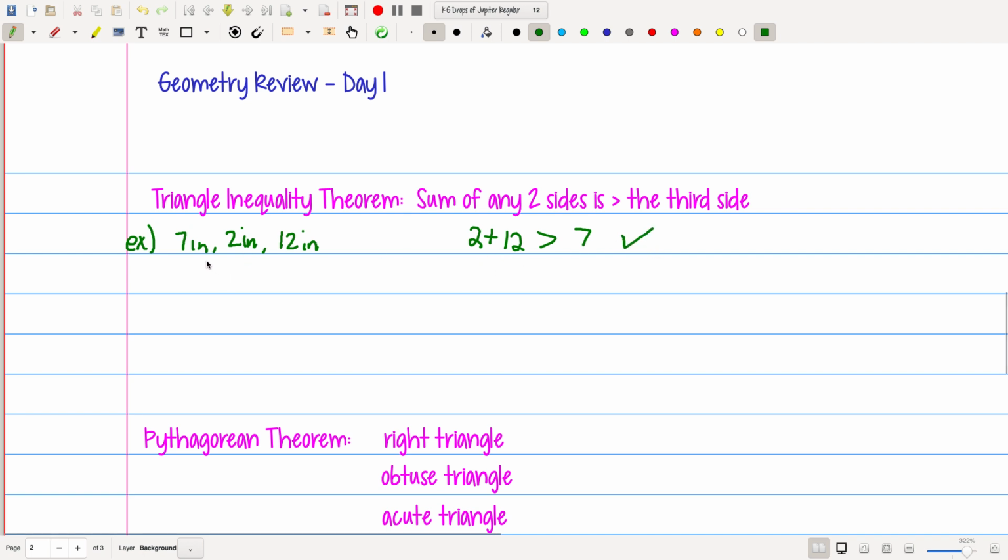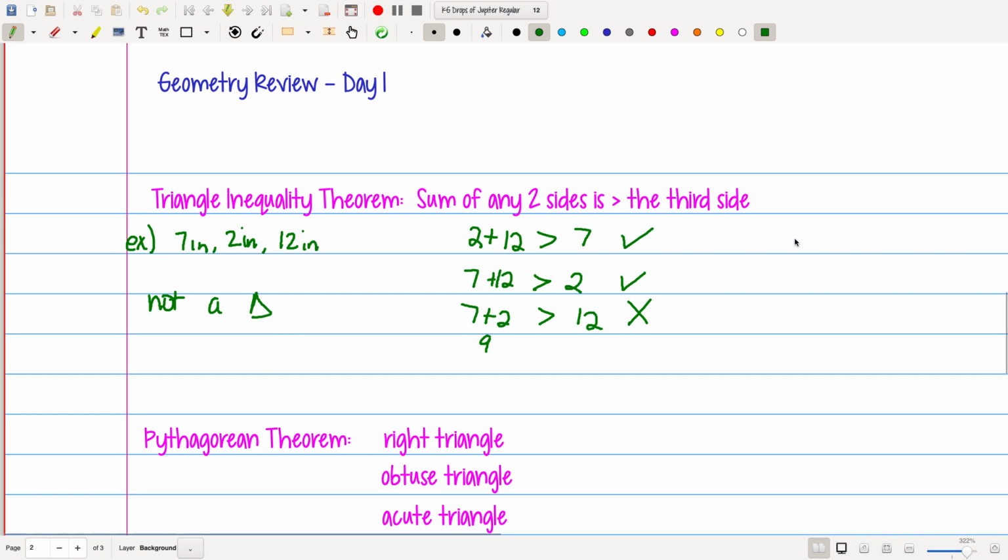My other sides, let's say I have 7 and 12. 7 and 12 has to be bigger than that third side, which is 2. And that is true. And then my only other option would be 7 and 2. So 7 and 2 has to be bigger than 12, and that is false because 7 plus 2 is 9. So because that does not work for all three sides, this is not a possible triangle. So this is not a triangle.